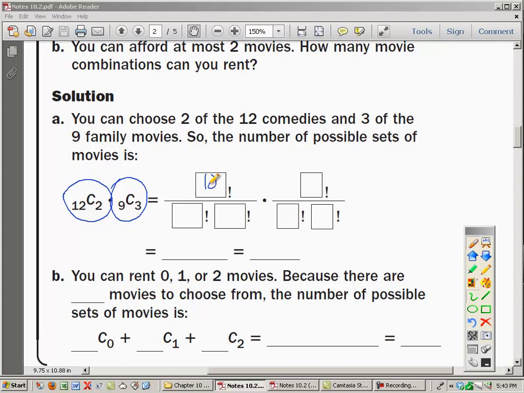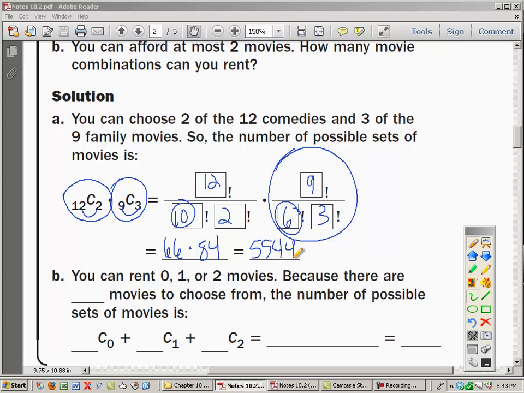So this becomes 12 factorial over 10 factorial times 2 factorial. And this one is 9 factorial over 6 factorial times 3 factorial. Again, this number came from 12 take away 2, and this number came from 9 take away 3. Now, 12 factorial over 10 factorial times 2 factorial works out to 66. And this one works out to 84. Altogether then, I have 5,544 different combinations that I can choose, 2 of the comedies and 3 of the families.